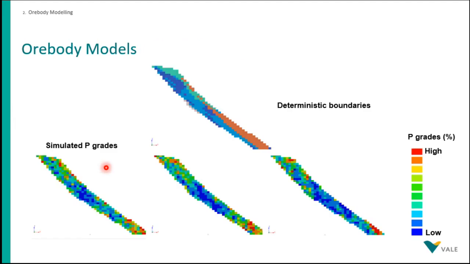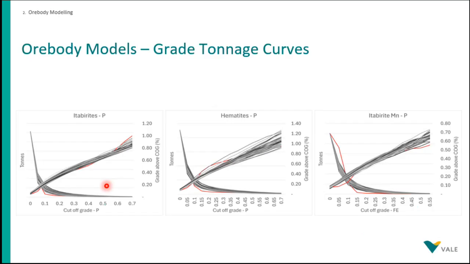And same story for phosphorus, but the only difference is that there is greater variability and presence of phosphorus in the top part of the deposit, which would affect the early years of the operation. So same story here in terms of the smoothing effect that we see constantly.